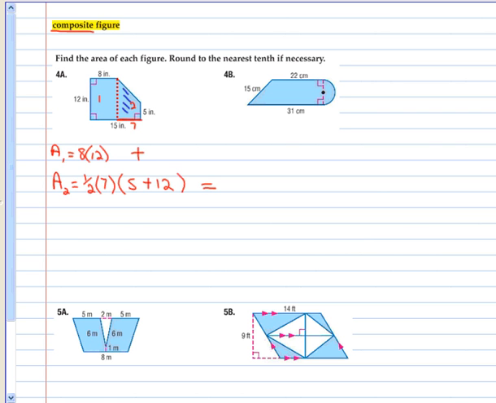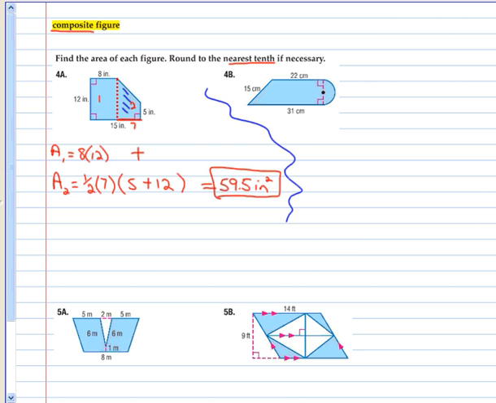I'm going to let you do it. Do it on your calculator. You can do it all at once. You can take 8 times 12 plus 1/2 times 7 times, I'd call that 17. 59.5? Nearest tenth, they say. 59.5? 59.5 inches square. Beautiful. Let's try this one.